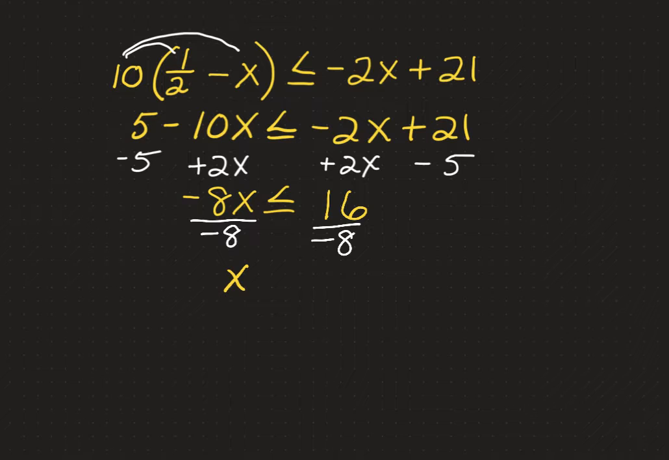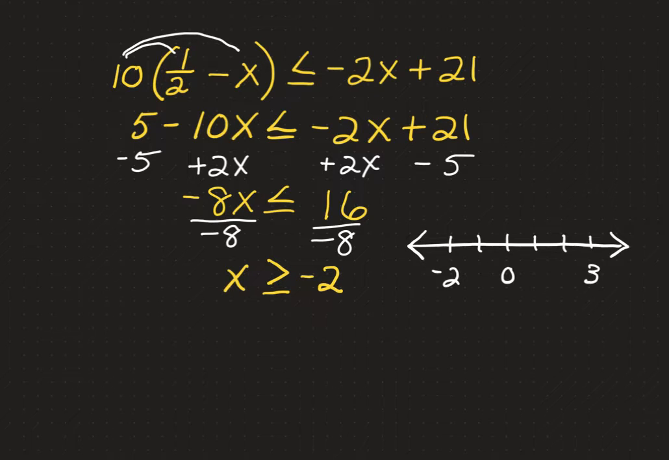Because I divided by a negative, I'm going to flip the sign. By the way, it also flips if you multiply both sides by a negative. And my answer is x is greater than or equal to negative 2. Let's see what that looks like on a number line. There's my number line. Here's my negative 2, negative 1. There's a 0. I can keep going with this. 1, 2, 3, etc. But my x can be exactly negative 2 or anything greater.